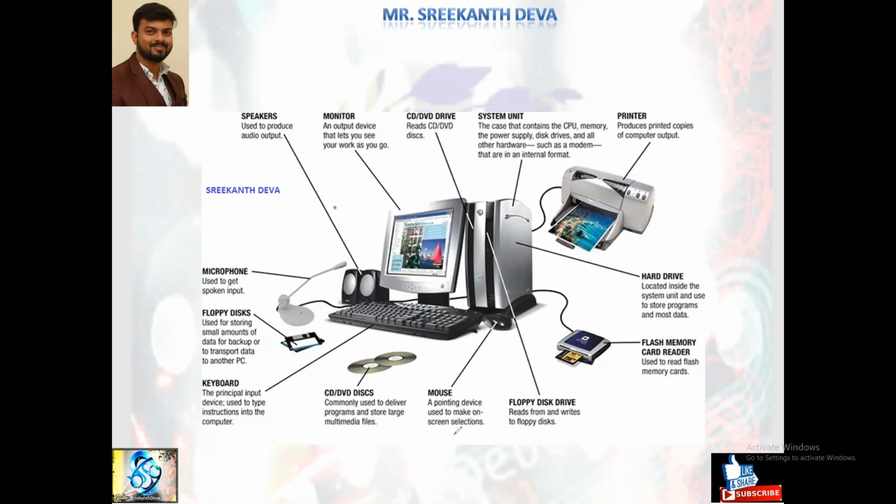See, these are the different input and output components here. Like CDs, DVDs, everyone is familiar with them, right? Compact discs are commonly used to deliver programs and store large multimedia files. Floppy disks and drives. In previous days, we used floppy disks. See, it looks like that, a floppy disk, but nowadays we are using what? DVDs, pen drives, like this. Previously the system unit consisted of floppy disk drives.